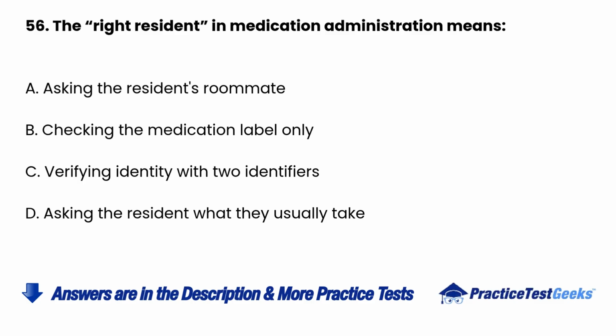56. The right resident in medication administration means A. Asking the resident's roommate. B. Checking the medication label only. C. Verifying identity with 2 identifiers. D. Asking the resident what they usually take.